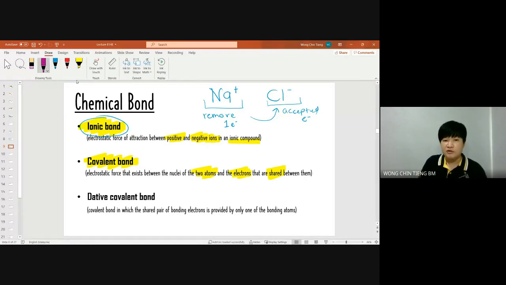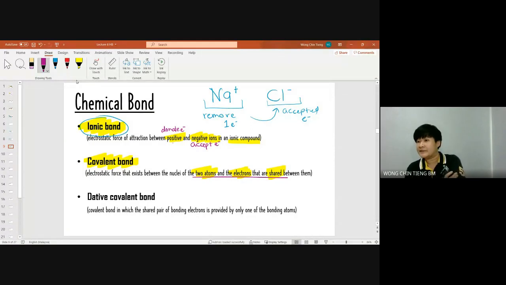Because to become a positive charge, you need to donate electron. To become a negative charge, you need to accept electron, as we all know. So, kat sini ada pergerakan elektron. Elektron akan dibuang dan diterima. Tapi kat sini, covalent bond, elektron akan dikongsi. Betul? And I want to change something in your SPM.